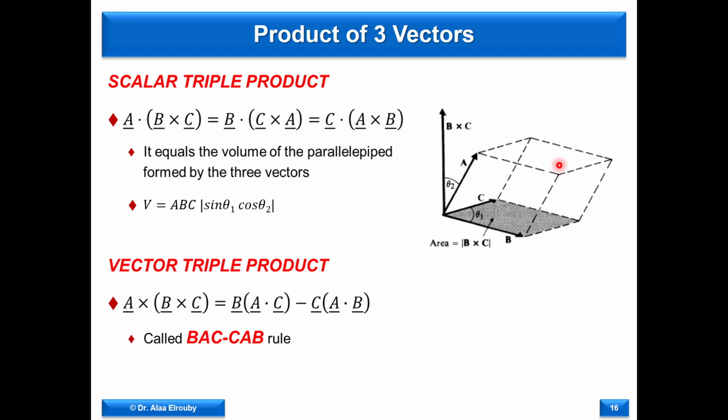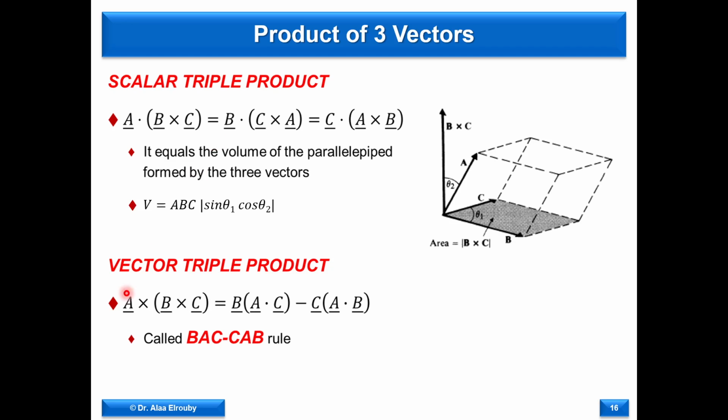So this shape here, that we can build from the three vectors A, B, C, the volume of this parallelepiped equals A dot B cross C.